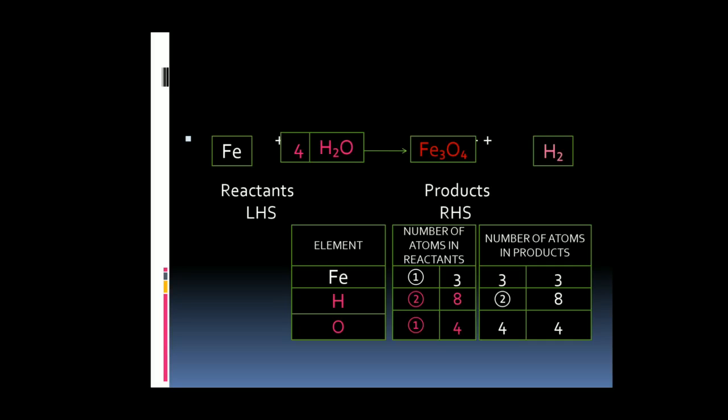Now iron is not balanced, so we take 3 atoms of Fe on the left hand side. Now we have to check and count the atoms of each element on both sides of the equation. Now we can see the number of atoms of the elements on both sides are equal. This equation is now balanced.